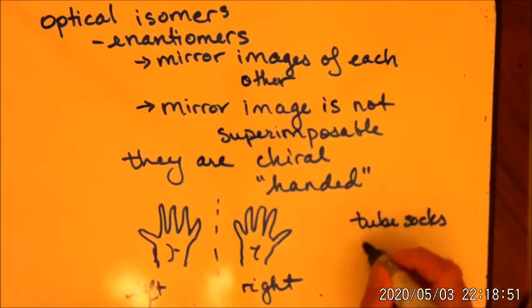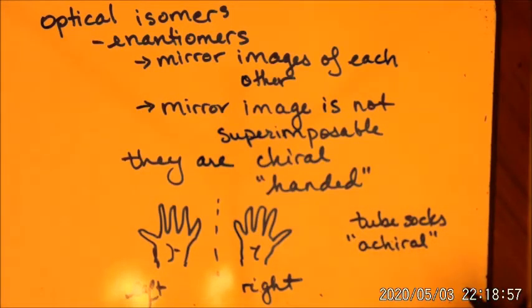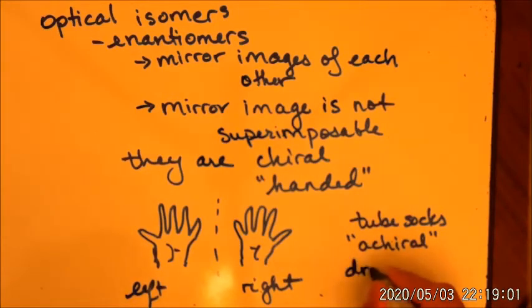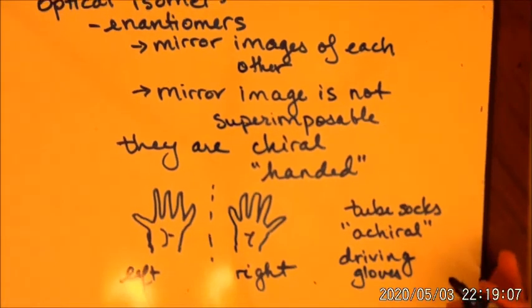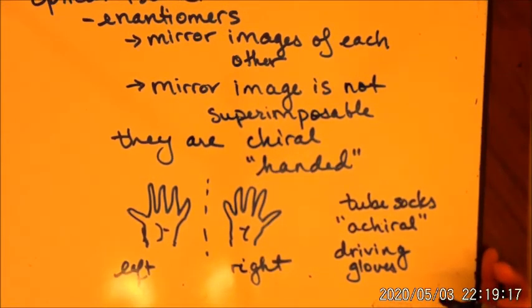Okay? These are what we call achiral, because basically you can't tell the left sock from the right sock. If you look at driving gloves, well, they're handed. And in fact, if I put my right hand and try to put it in my left glove, it would not fit. Or if it did, it'd be most uncomfortable.